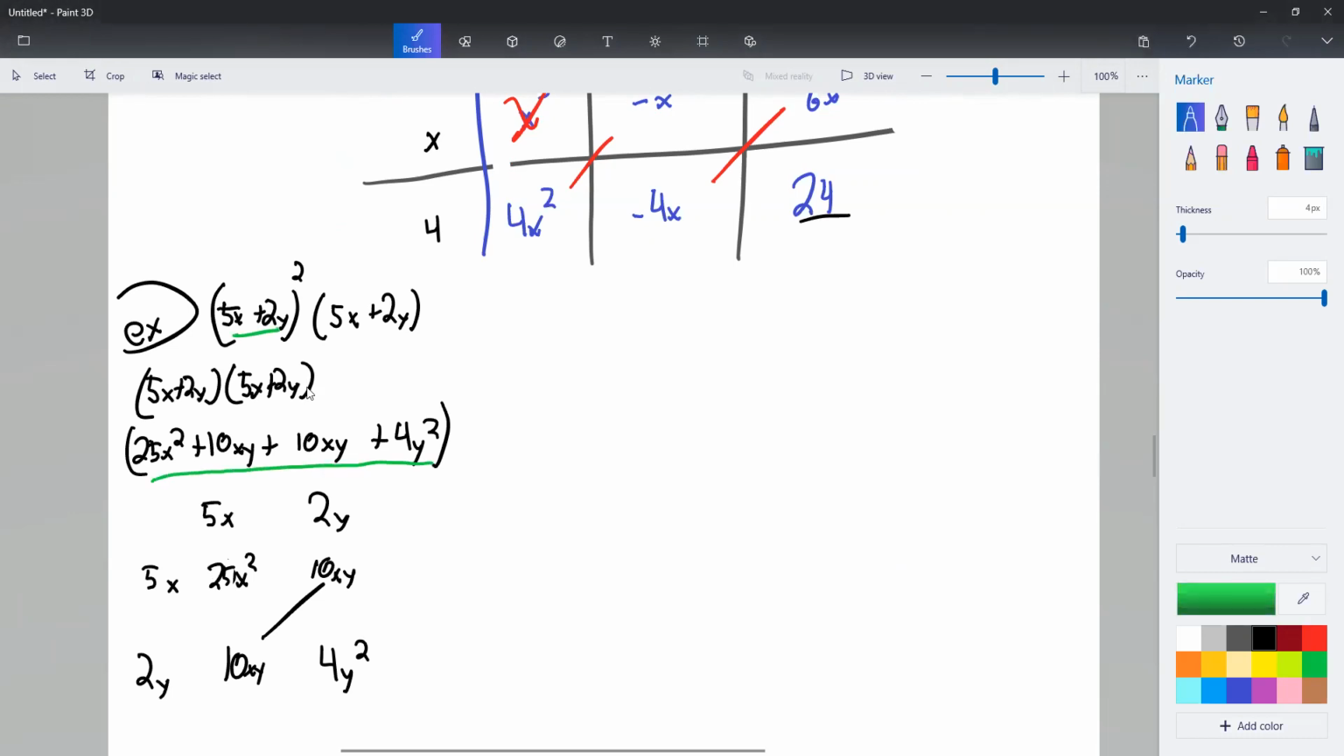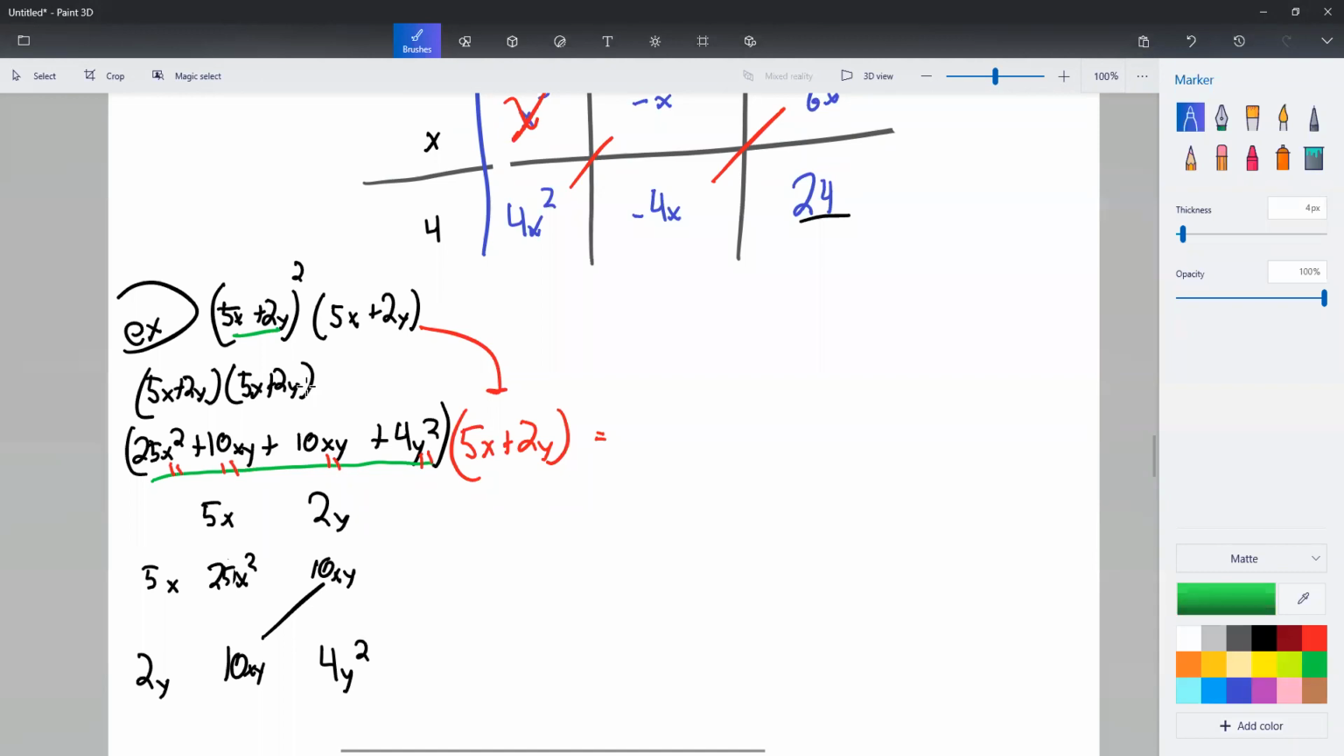So now we just need to multiply this by another 5x plus 2y quantity. Okay, this is where you may want the table. I'm going to show it again both ways, doing it with the FOIL, doing it with the table. So let's give a 5x to each one of these four terms, and now I'm going to multiply a 2y times each of these four terms.